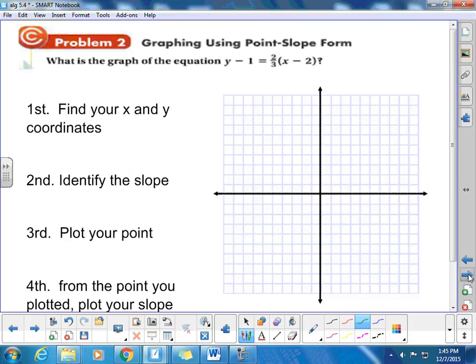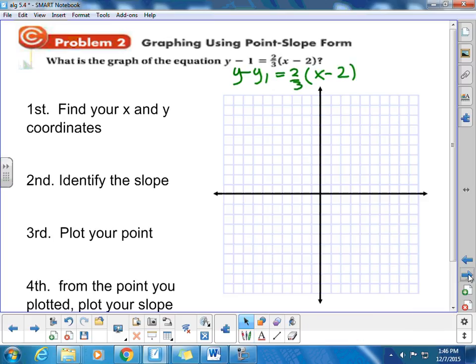So, graphing using point slope form. What's the graph of the equation y minus 1 equals 2/3 times x minus 2? First, it says find your x and y coordinates. Well, remember this is y minus y1 equals 2/3 times x minus x1. Sorry, I jumped ahead. This was x minus x1.